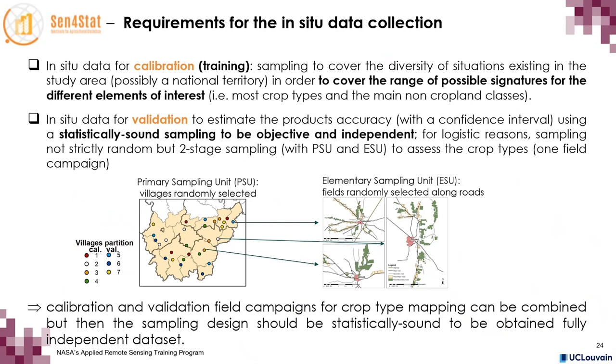The two-stage sampling relies on primary sampling units, which can be villages, and those villages have to be randomly selected. And then you may have elementary sampling units, which correspond to fields, which are randomly selected along the roads, as we mentioned before, according to the GEOGLAM guidelines. Combining the primary sampling unit and the elementary sampling unit will allow to save a lot of time in transportation.